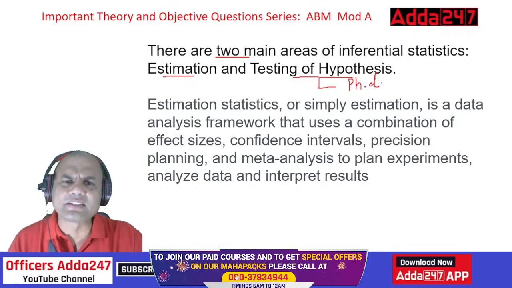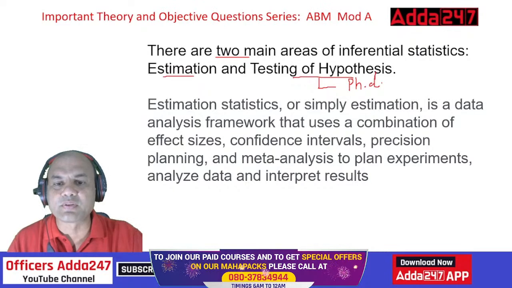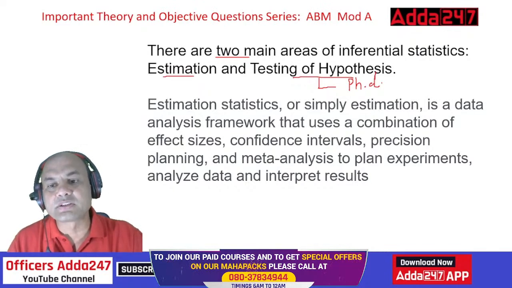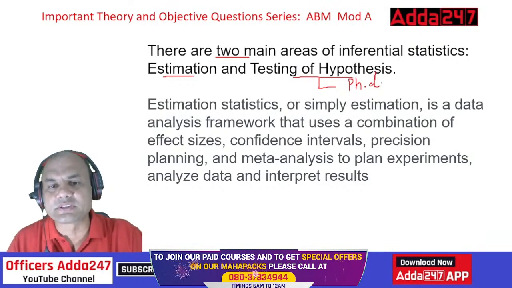Generally. Okay, let's see the definition directly. Estimation statistics, or simply estimation, is a data analysis framework that uses a combination of effect sizes, confidence intervals, precision planning, and meta-analysis to plan experiments, analyze data, and interpret results. This is a very precise and complete definition of estimation.